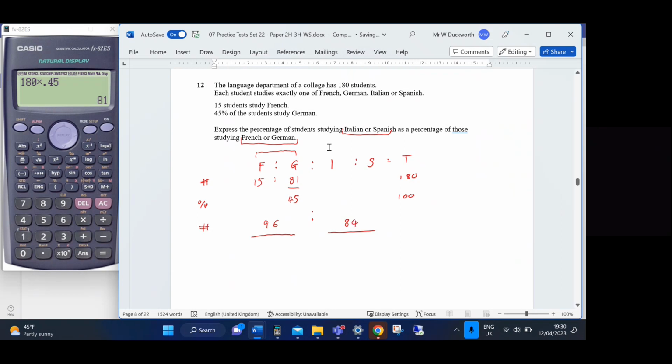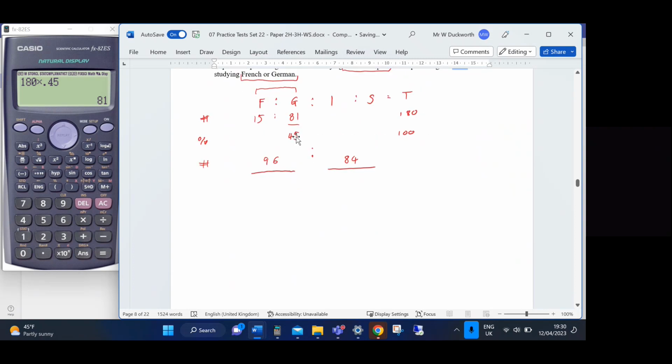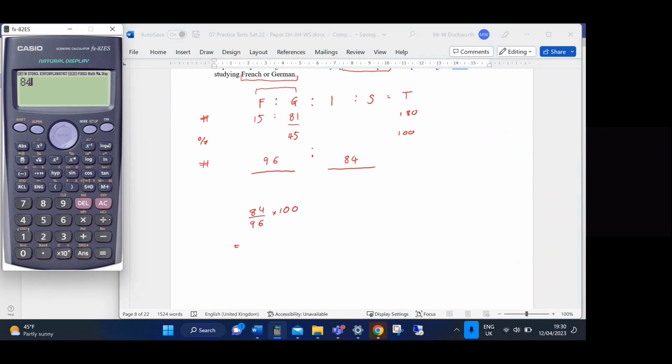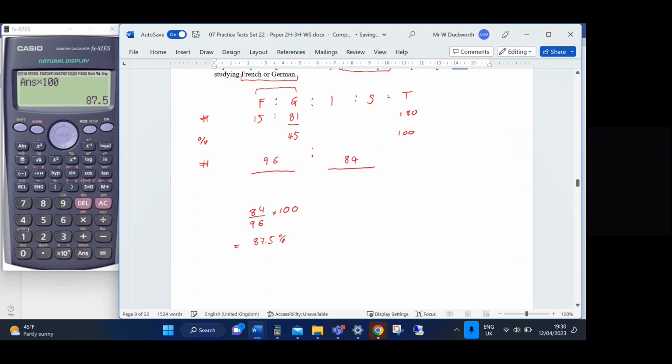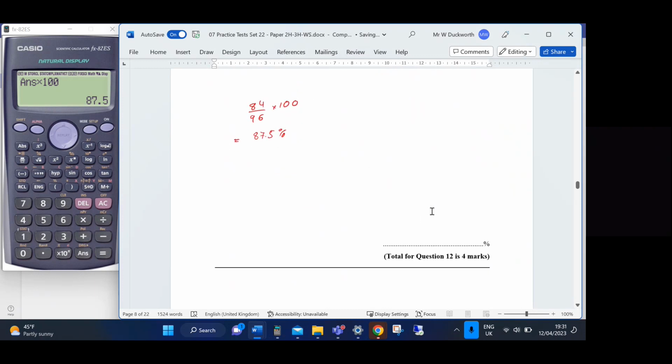And then from that, if I want to express the percentage of students studying Italian or Spanish, so that's my numerator, as a percentage of those studying French or German, that becomes my denominator. So I'm going to go 84 divided by 96, and then times by 100 to get it as a percentage, and that will give me my value. So 84 divided by 96 is 7/8, times by 100 is going to be 87.5%.